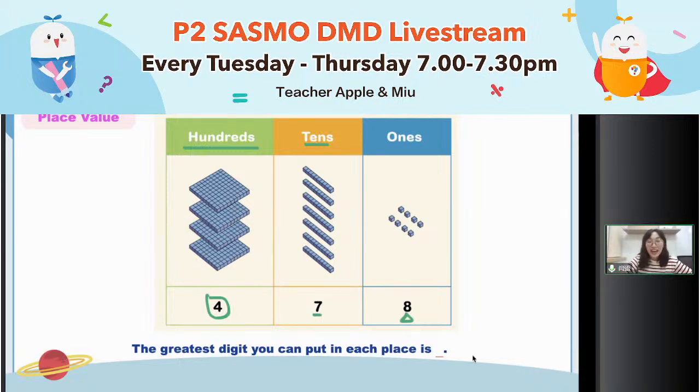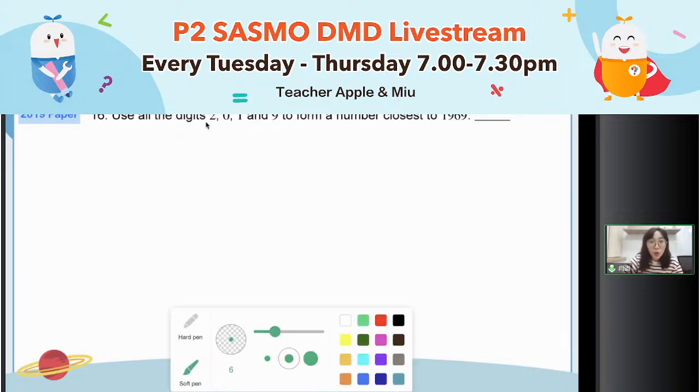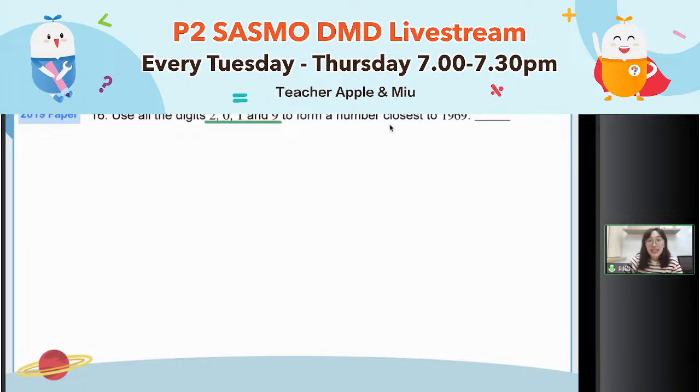Yes, correct. It should be 9, right? Okay, please take note. The greatest digit you can put in each place is 9. Now following this, a question for you. This is question 16 in the 2019 paper. A bit tricky here. Use all the digits 2, 0, 1, and 9 to form a number closest to 1,969.